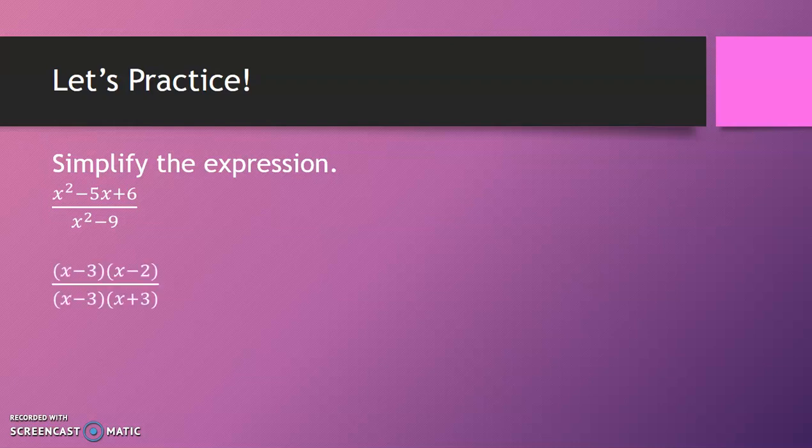So the factored form looks like this: x minus 3, x minus 2, because negative 3 times negative 2 would be positive 6, but negative 3 plus negative 2 would get you your negative 5. And the bottom is going to factor to x minus 3, x plus 3. Because they both share x minus 3, you can cross those off and you're left with x minus 2 over x plus 3, and that's your simplified answer.